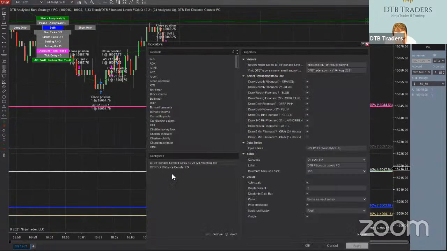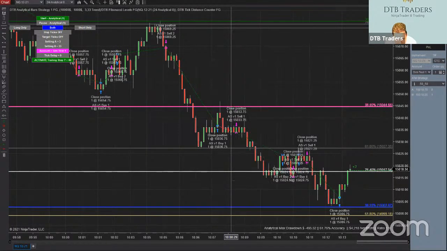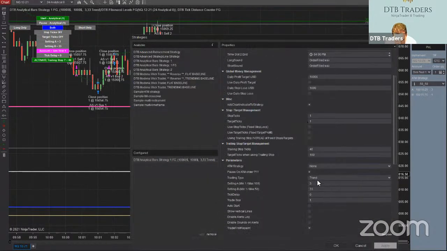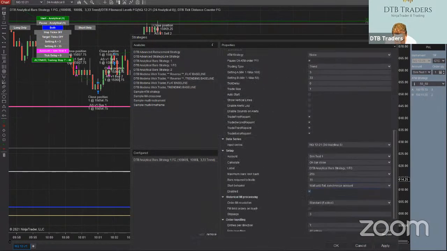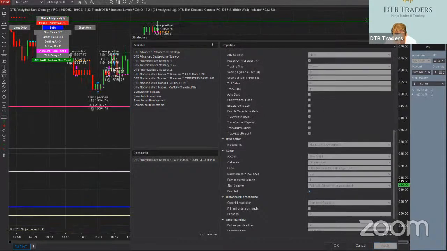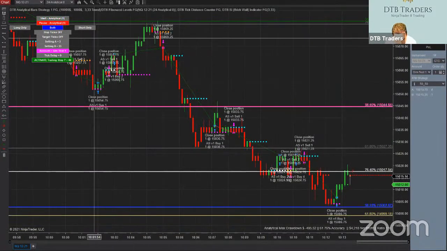Not sure why the coloring of the bars have changed. Let me just see what is going on there. So strategies. Something was a little bit out of whack there. I'm not sure what happened there. I'm going to reactivate that. Apply and OK.